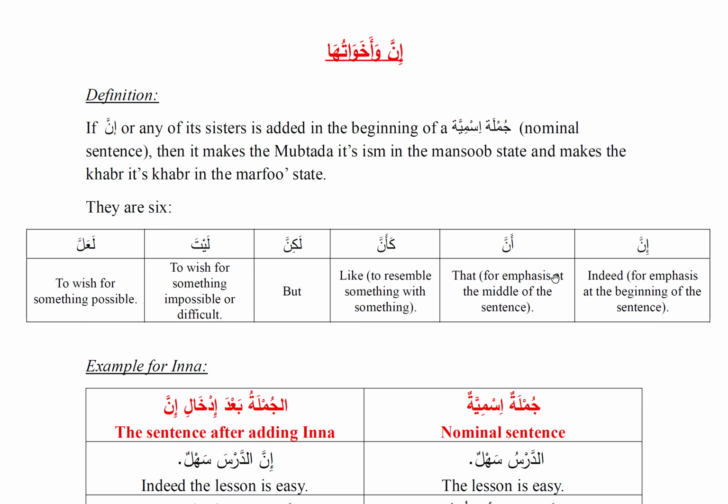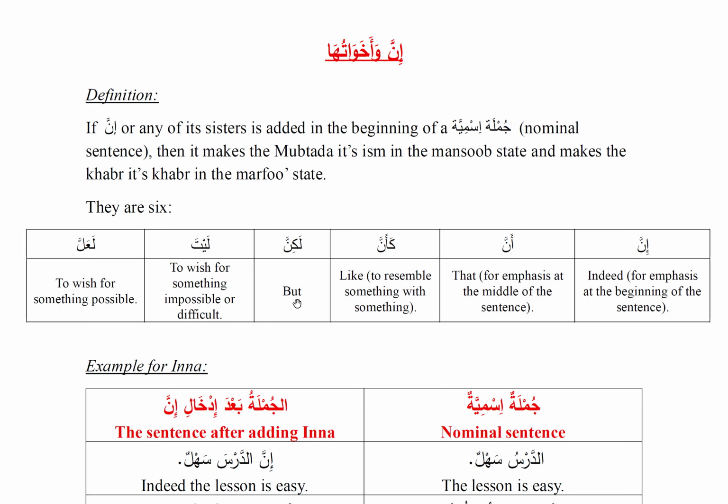Also, a side point is that anna always comes after specific verbs. There are specific verbs like a'lamu, I know, adhunnu, I think, ashhadu, I witness, and the likes. So these are the verbs after which anna comes. Ka'anna means to resemble something, like something is like something, or someone is like someone.